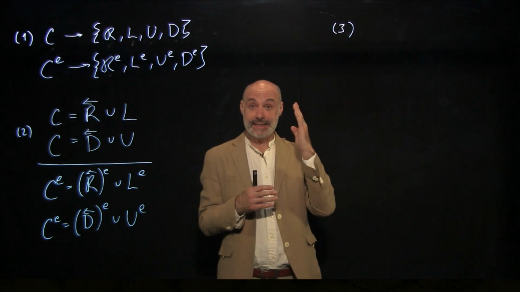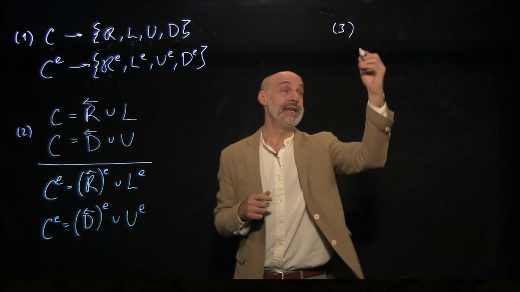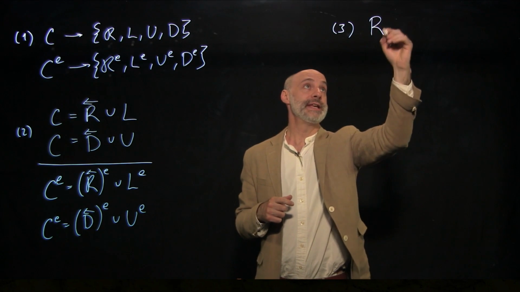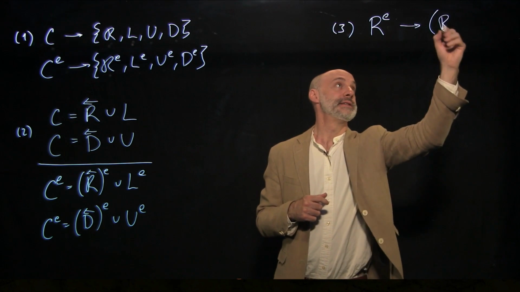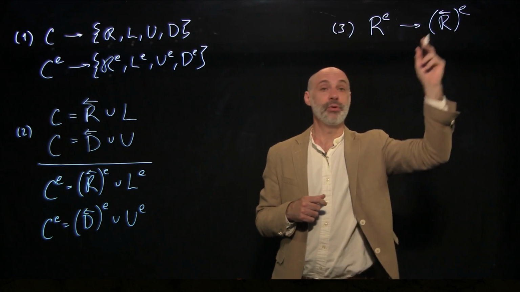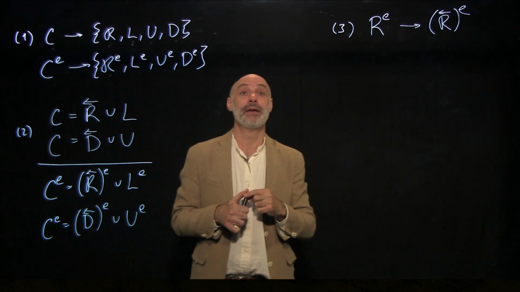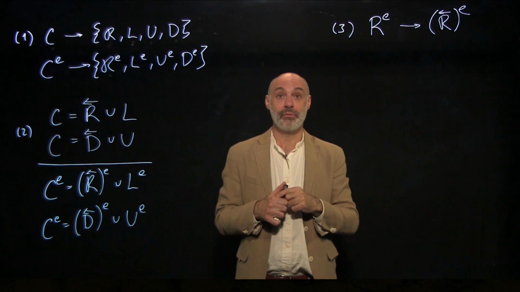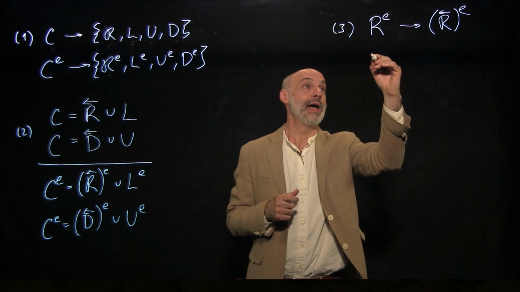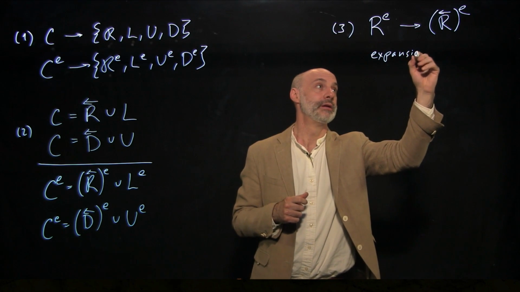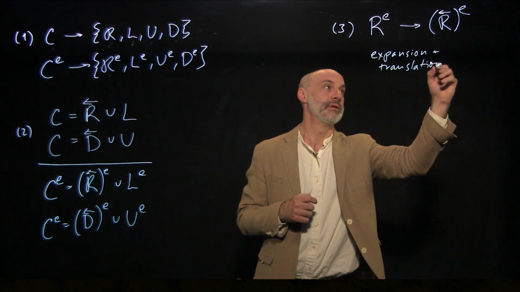Now, to complete our proof, we need a third point. To complete our proof, we need the observation that in order to get from the set of endpoints of right paths to the set of endpoints of the result of applying the arrow operation to R, all we need to do is perform an expansion plus a translation.